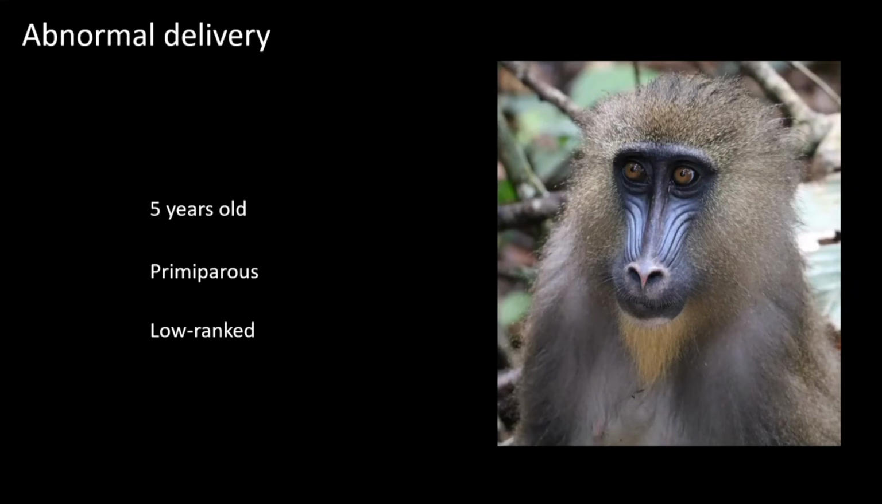Some images may be a bit sensitive. I hope it's fine. So she's the female that gave birth. She was 5 years old, more or less. We estimated her age at 5 years old. She was primiparous and she was low rank.